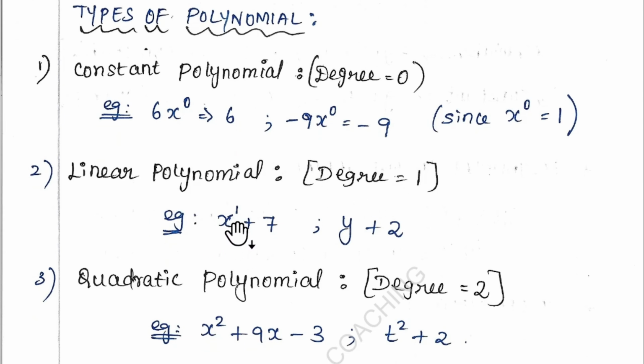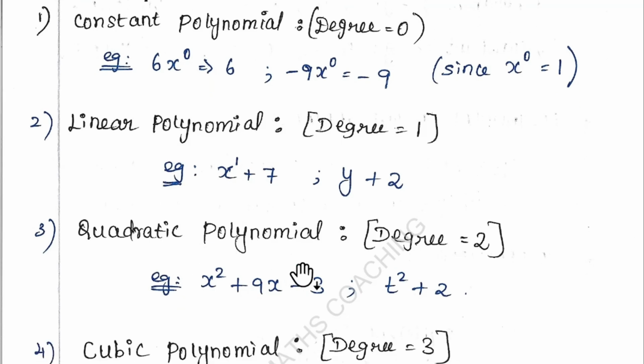And linear polynomial. Any polynomial which has degree 1 is called a linear polynomial. Degree 1 means the variable must have a power of 1, right? So here, x plus 7. Here the power is 1. The variable's power is 1. Y plus 2. The variable's power is 1. So any polynomial with degree 1 is called a linear polynomial. Constant polynomial means degree 0. Linear polynomial is degree 1.